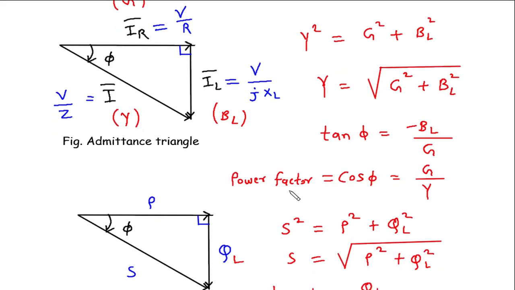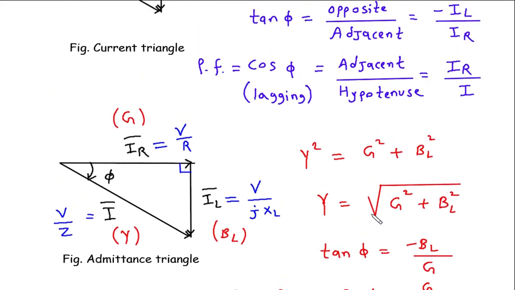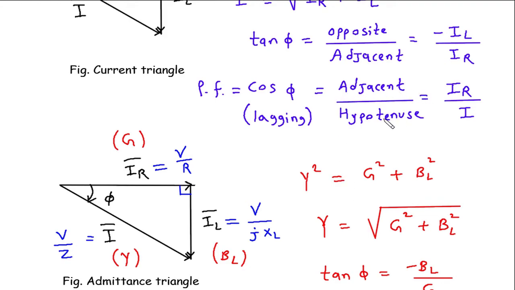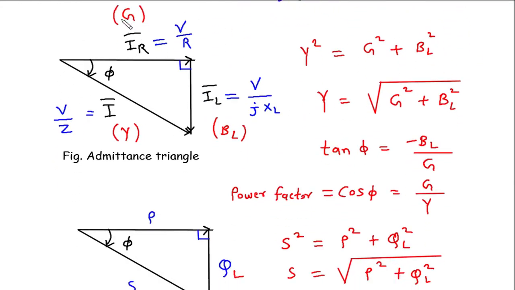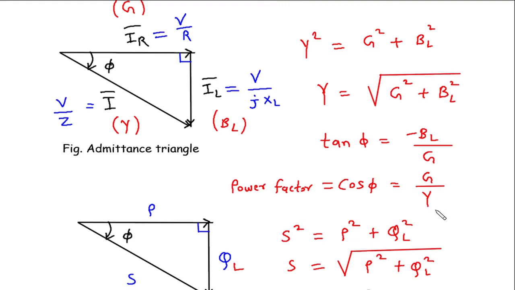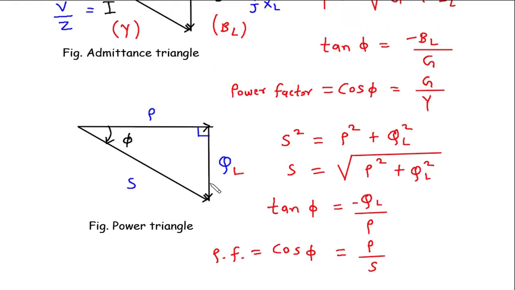Now power factor. Power factor is equal to cos phi, and cos phi is equal to adjacent upon hypotenuse. So here adjacent is G and hypotenuse is Y. Therefore cos phi is equal to G by Y. Now power triangle. So this is a power triangle. This S represents apparent power, this P represents true power or real power or active power, this QL represents reactive power, this L represents inductive reactive power.